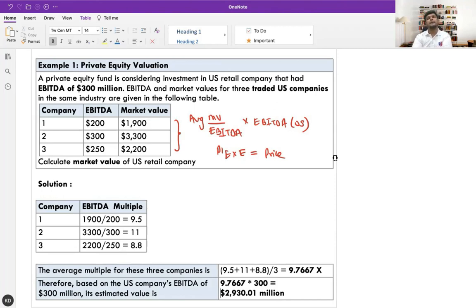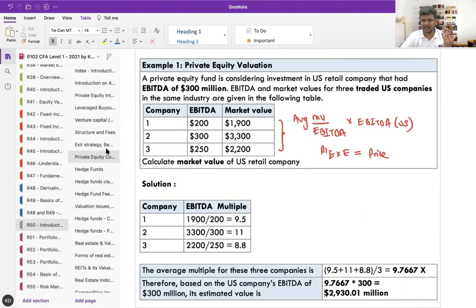Clear? Now, I have to show you the way the investors, when they invest in the PE fund, get their returns. So we have not seen one part of the returns. We are seeing the other part. What do I mean by one part and other part?